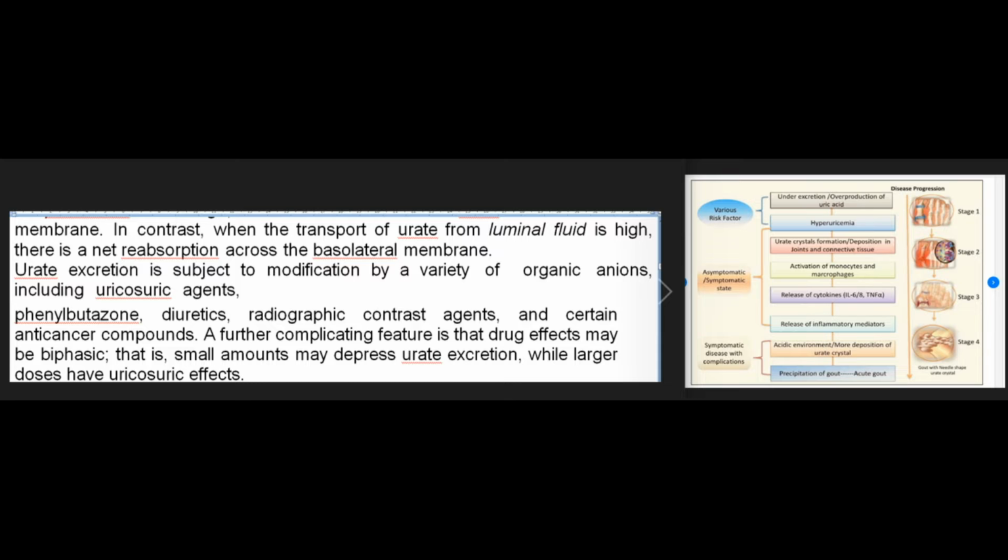In contrast, when the transport of urate from luminal fluid is high, there is a net reabsorption across the basolateral membrane. Urate excretion is subject to modification by a variety of organic anions, including uricosuric agents, phenylbutazone, diuretics, radiographic contrast agents, and certain anti-cancer compounds. A further complicating feature is that drug effects may be biphasic; that is, small amounts may depress urate excretion, while larger doses have uricosuric effects.